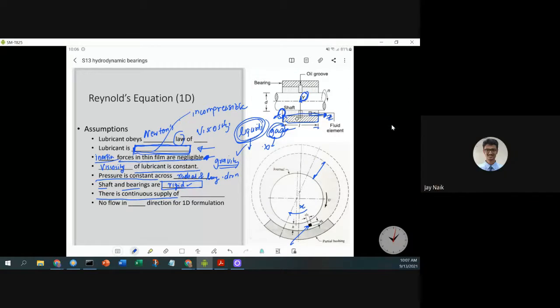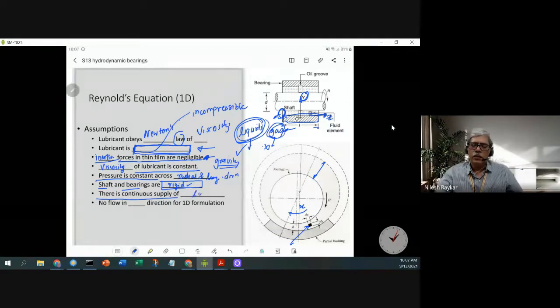Lubricant. That is the only thing which is getting supplied. Okay, this answer I have already given. The analysis that we are discussing here, the derivation we are going to discuss, is called a 1D formulation.